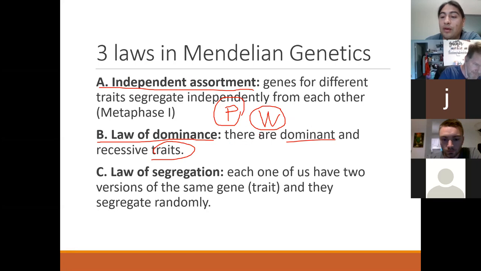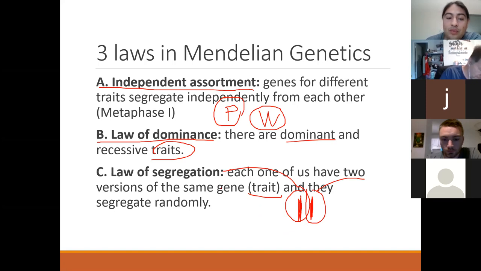So we'll see more about dominant and the other types of traits, okay? And then the last one, I have to apologize. I added this slide very last minute because I wanted to write it down over here. The last law is called the law of segregation. What it means is that each one of us is going to have two versions of the same gene or the same characteristic, and then they're going to segregate randomly when we are going through meiosis. So when we refer to the law of segregation, we're going to have one gene from mom and the other one from dad, and then at the end, they're going to segregate during meiosis. One is going to go to one gamete and the other one is going to go to the other gamete. So that's the law of segregation, all right?